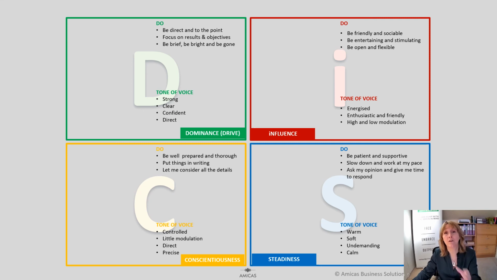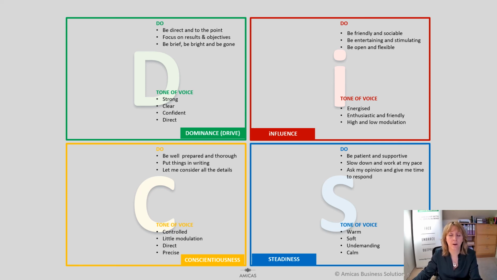Again, we can see the different preferences, but if you look in particular at the diagonally opposite ones, you can see again how they are likely to conflict. So if I just look, for example, at D, please be direct, to the point, be focused on results and objectives, be brief, be bright, be gone. Whereas an S wants patience and supportiveness, wants to slow down, not because they are slow, but to consider things, to be thoughtful, wants to be included, have their opinion asked, not to just have it assumed that they'll foist it on someone.